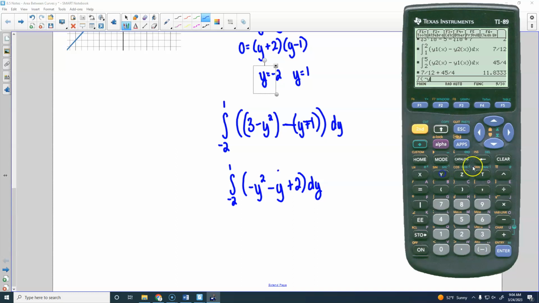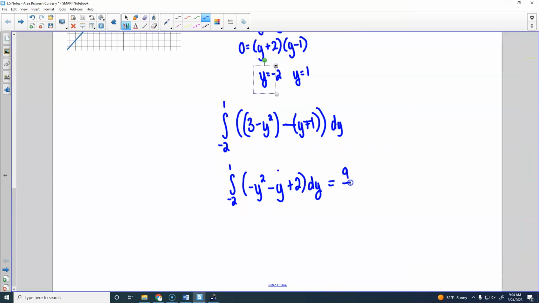Negative y to the second minus y plus 2, comma y, comma, negative 2, comma, 1. No, what have I done wrong? Oh, I put a T somewhere. I just put a T in the middle of that for no good reason. I hit T instead of a comma, didn't I? 9/2.